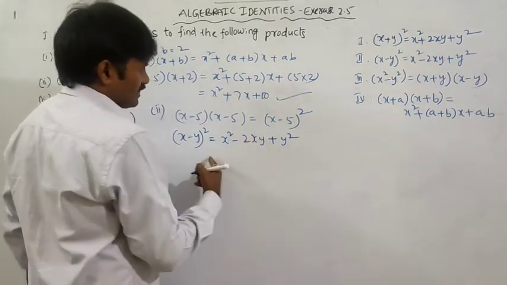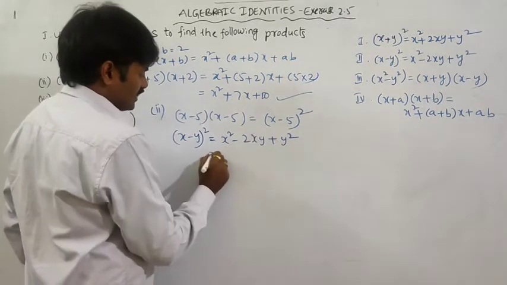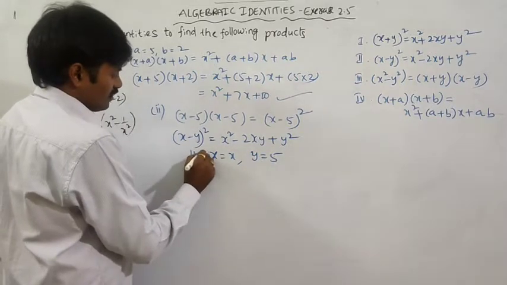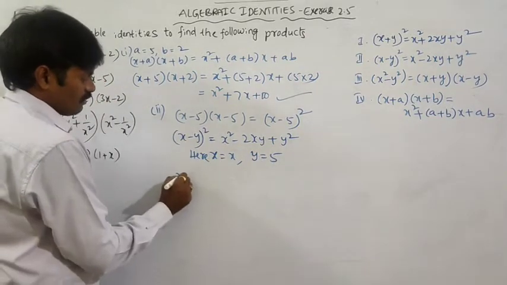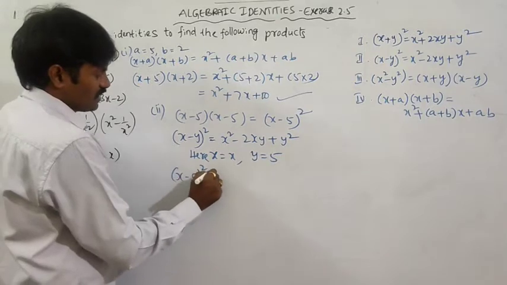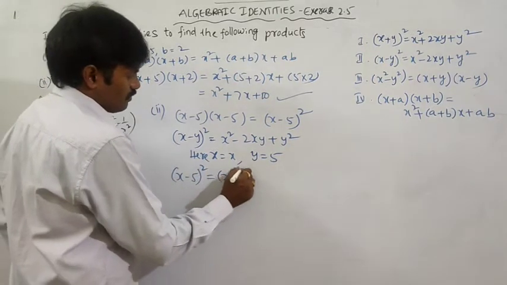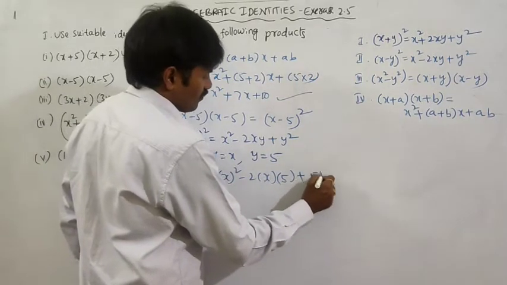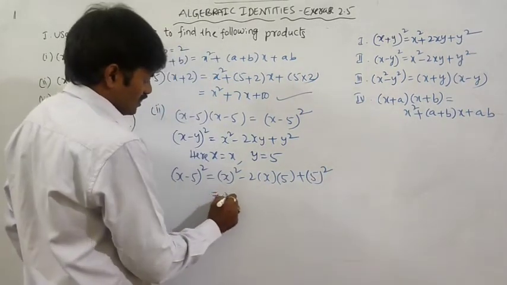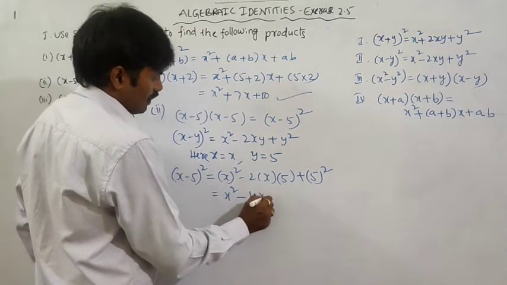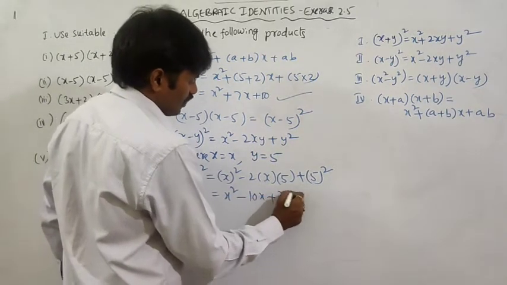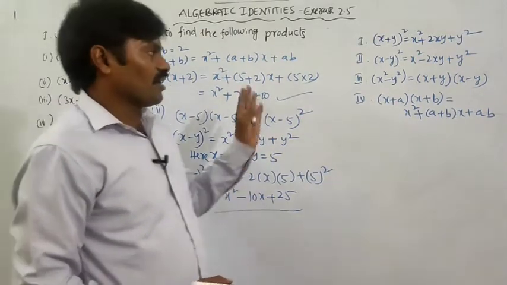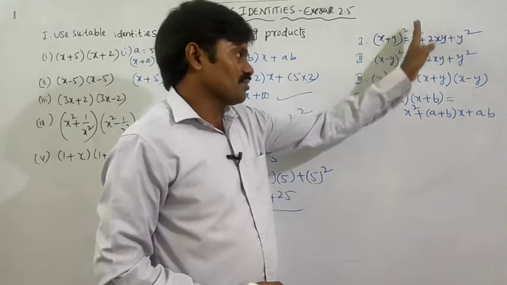Here by comparing it, x value is x itself, y is equal to 5. Now putting that, it becomes (x minus 5) whole square is equal to x square minus 2 into x into y value 5 plus y square, 5 square. So that is equal to x square minus 10x plus 5 square, value 5 into 5, 25. So you got it. Like this you can find the products of the given polynomials or other expressions using these identities.